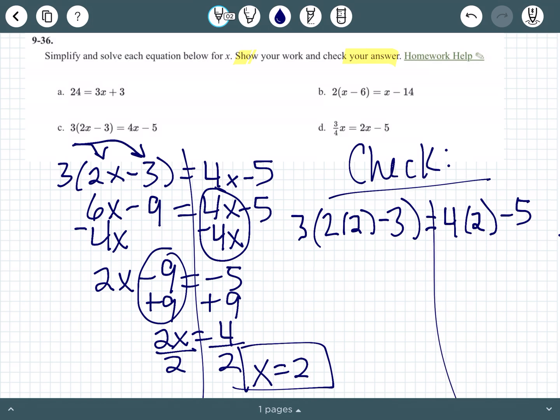Now when you put these in your calculator, you should end up with 3 on each side. If you didn't, then you've done something wrong. So make sure that you use your parentheses and make sure that you are accounting for all of the subtraction and negative signs as well. On to part D.